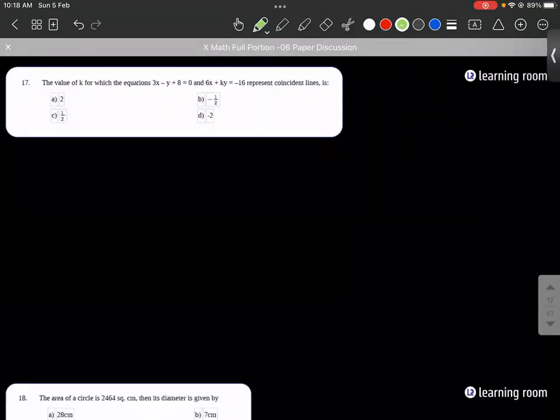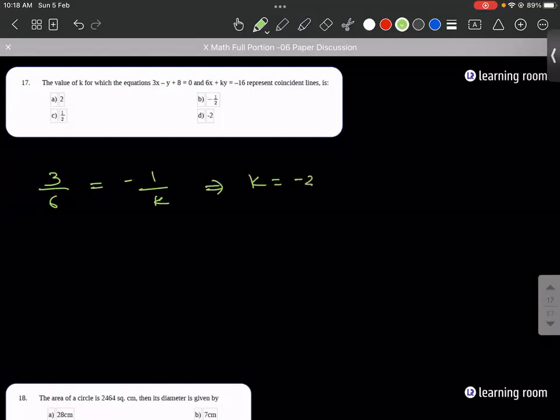The value of k for which the equations 3x minus y plus 8 equals 0 and 6x plus ky minus 6 equals minus 16 represent coincident lines. 3 by 6 should be equal to minus 1 by k. So k should be minus 2.